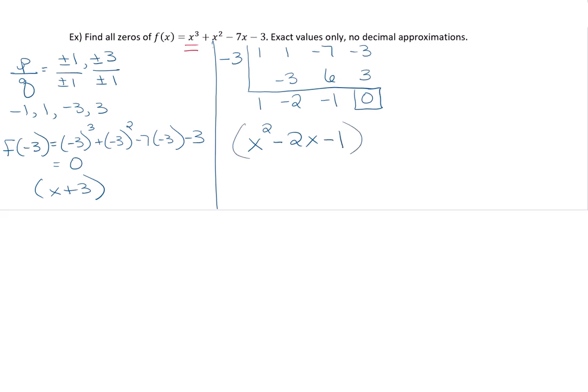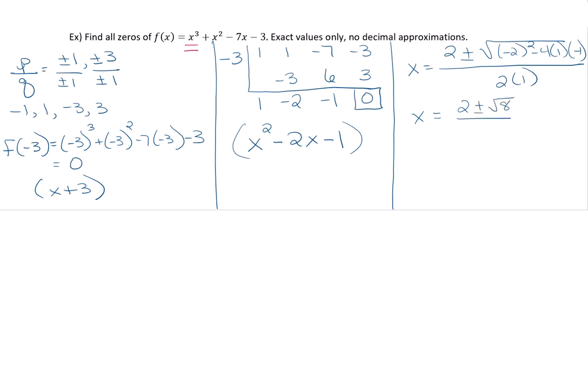This is not factorable. So if it's not factorable, remember, if we're trying to solve, we can look at factoring, but we can also do the quadratic formula. So x equals the opposite of b plus or minus the square root of b squared minus 4 times a times c, all over 2 times a. And then we reduce all the 2's on the outside. We get 1 plus or minus the square root of 2.